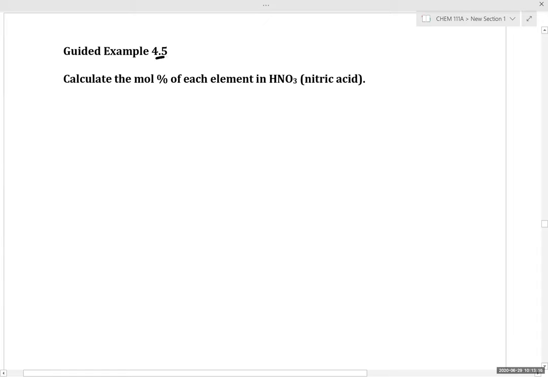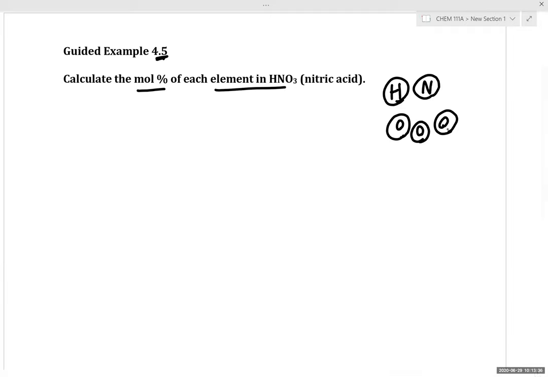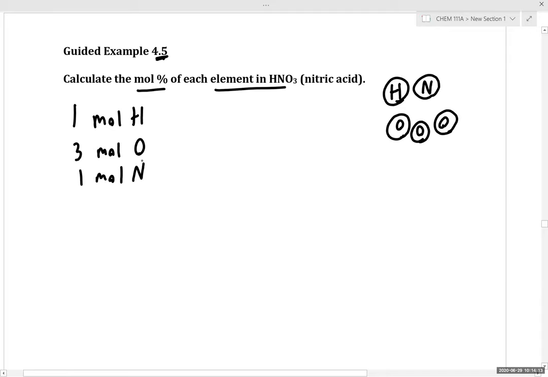So in this guided example 4.5, we have to calculate the mole percentage of each element in nitric acid. And I'm just gonna draw a picture of nitric acid, just showing all the atoms. So this isn't really a picture showcasing chemical connectivity. This is just used for us to count atoms. Okay. So listing off, how many moles of hydrogen do we have? One, yep, okay. How many moles of oxygen do we have? Three, yep. We also know we have 1 mole of nitrogen, perfect.